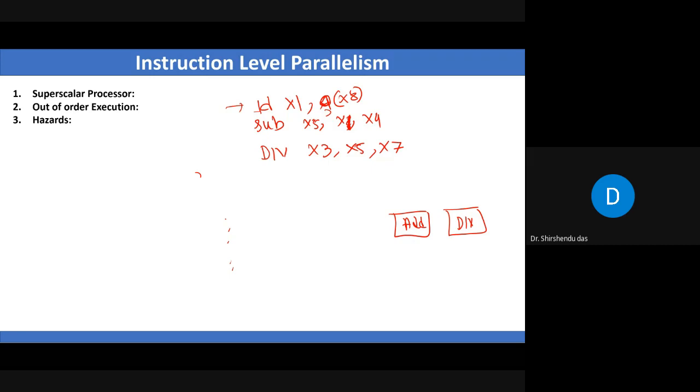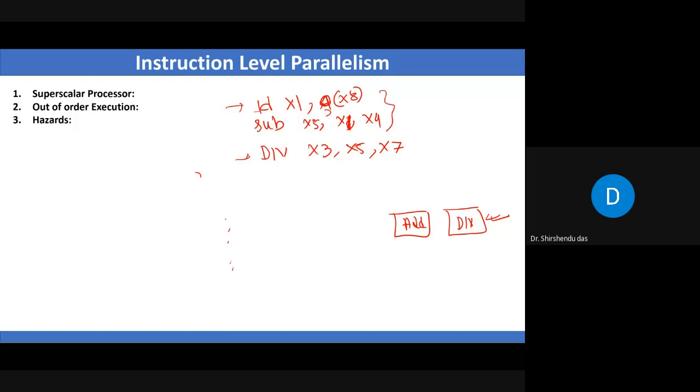Suppose there is a stall here, and you cannot fetch sub because of a structural hazard. But you can fetch div, because that unit is free. In that case you can fetch this third instruction out of order and complete the execution, and the result will be stored in a buffer. The final write back will again be in program order. That is called out of order execution.